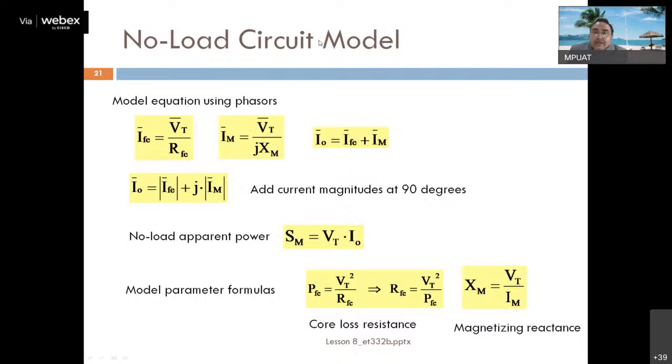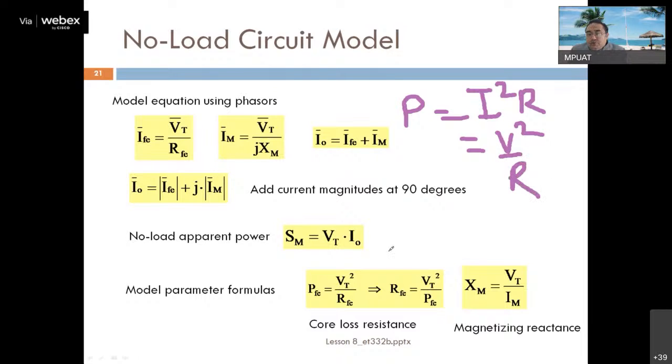ये formula मैंने आपको पहले भी पढ़ाया होगा कि जो हमारा पावर लॉस होता है वो कई चीजों के बराबर होता है, I square R के बराबर भी होता है, या इसको मैं लिख सकता हूं V square by R भी. तो वो हमने यूटिलाइज किया है कि the power loss in the core is nothing but VT square upon RFE. So I can calculate this, so I can find out this value RFE or RE, that is VT square upon PFE.